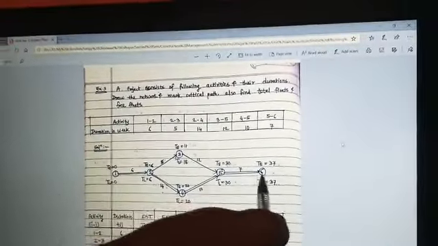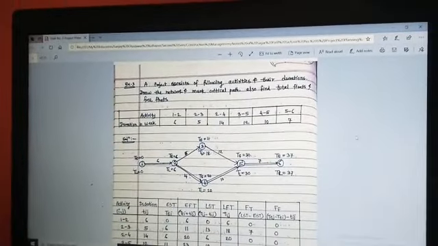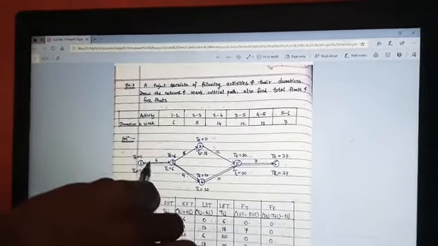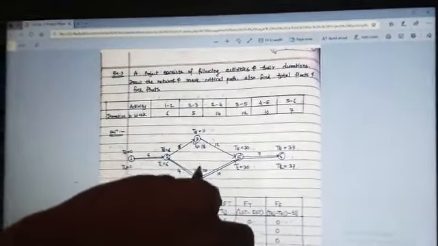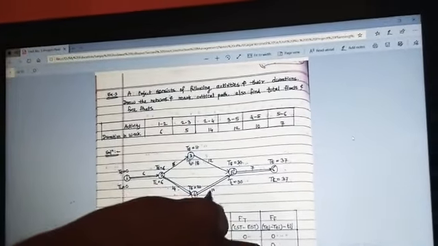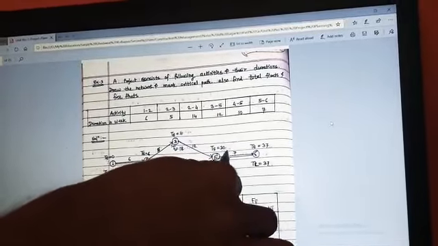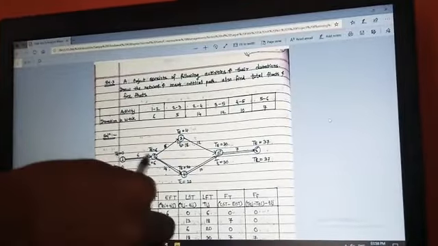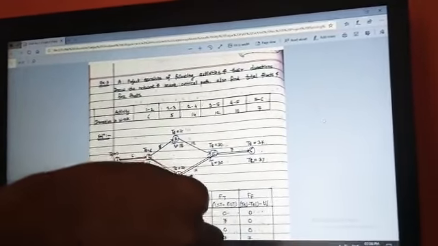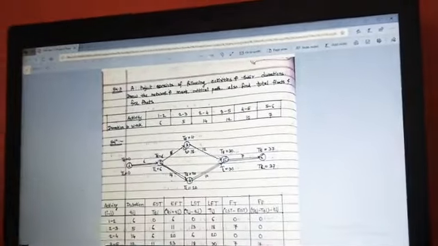Now I am going to take you to another way, that is 1 to 2, 2 to 4, 4 to 5, 5 to 6. Again for this way we need to consider the duration. 1 to 2 is the same, that is 6, but from 2 to 4 the duration is 14. From 4 to 5 the duration is 10, and finally from 5 to 6 the duration is 7. If you add all these numbers, 6 plus 14 is 20, 20 plus 10 is 30, 30 plus 7 is 37.